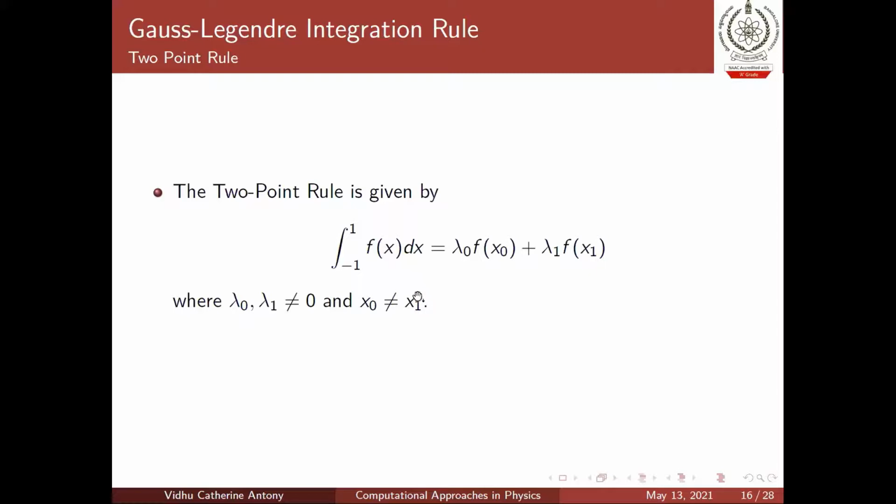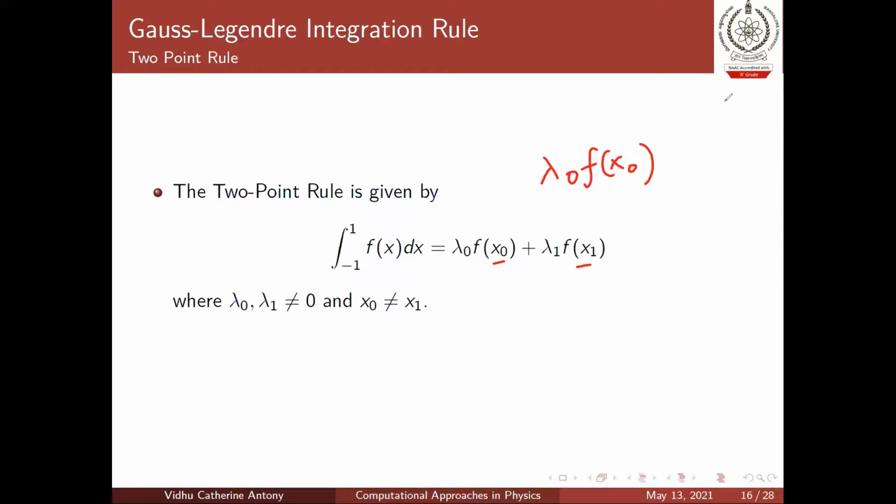I hope you get the idea that if your x naught is equal to x1, it says that you do not have 2 points, but you're evaluating it with 1 point. Earlier, what we found was a lambda naught f of x naught, so we were evaluating the integral with 1 point. Here, we're saying that x naught is not equal to x1, and we're using the 2-point rule, so we're evaluating it with 2 points. I hope that point is quite clear. If x naught is equal to x1, then you don't have 2 points, you just have 1 point. We're back to square one, the 1-point rule.